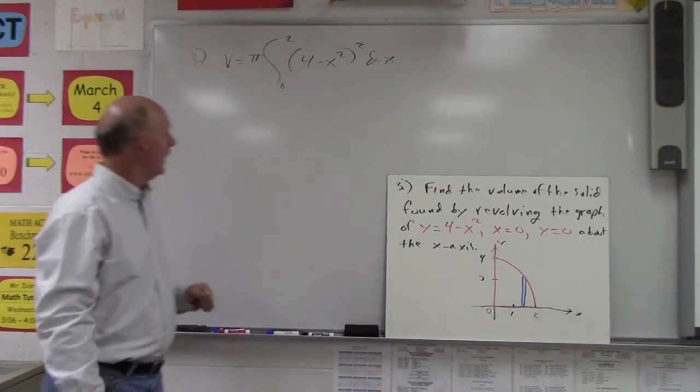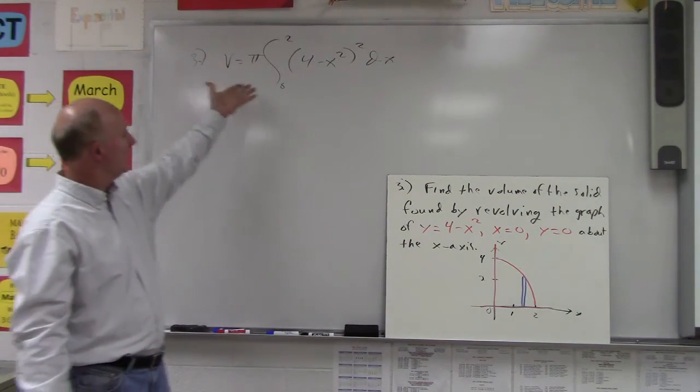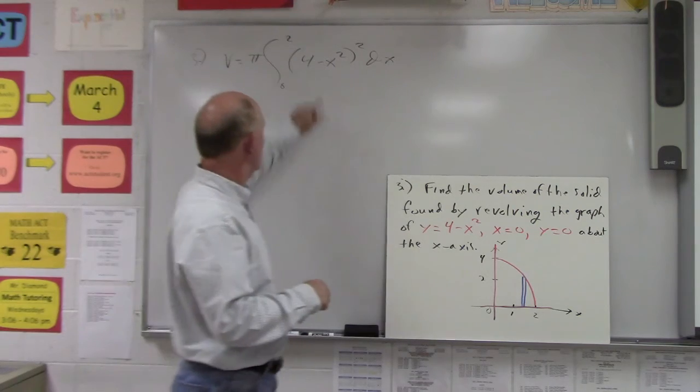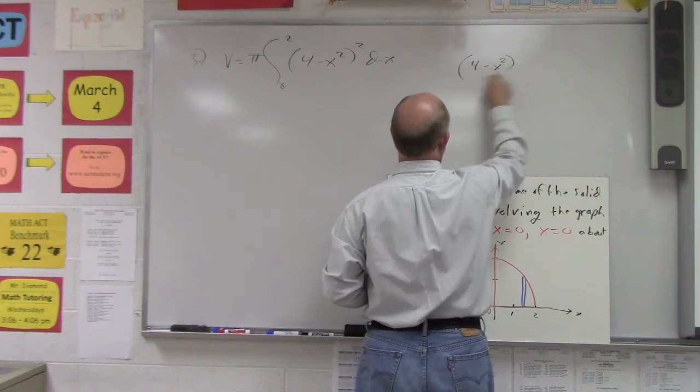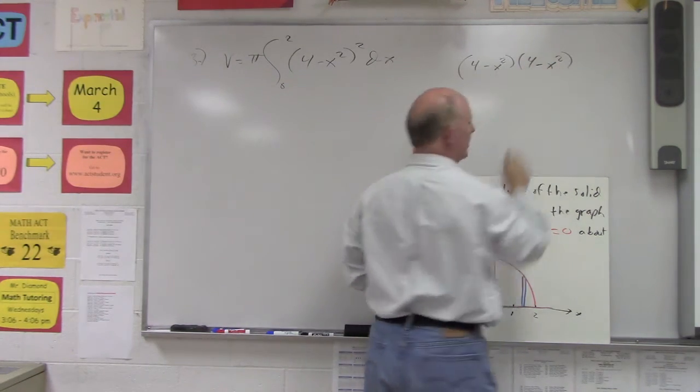Okay, so let's see now. But to begin with, we're going to have to simplify our integral a little bit. So let's just go ahead and square this binomial. This will be 4 minus x squared times 4 minus x squared. Now I'm just going to FOIL it out.